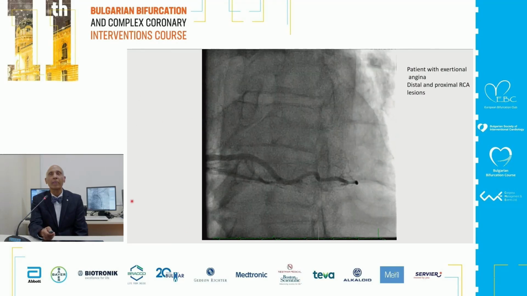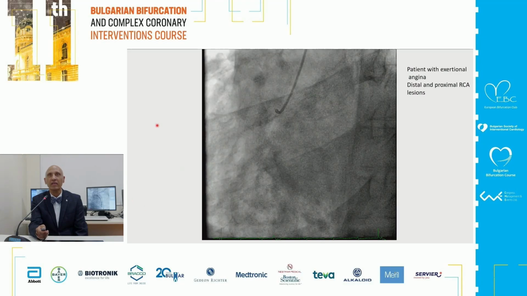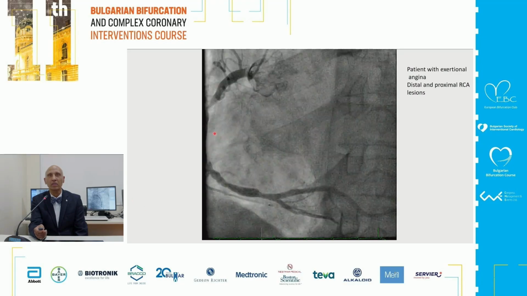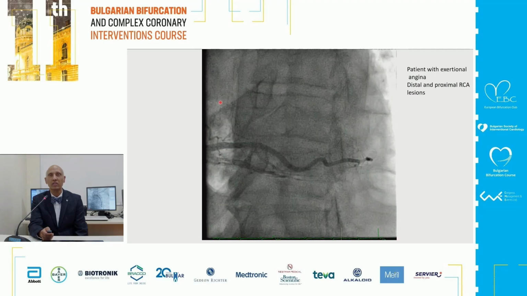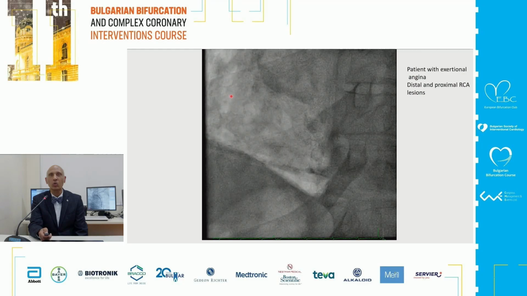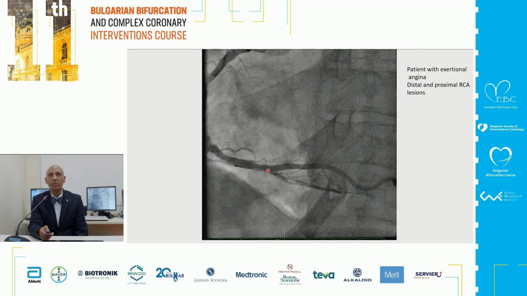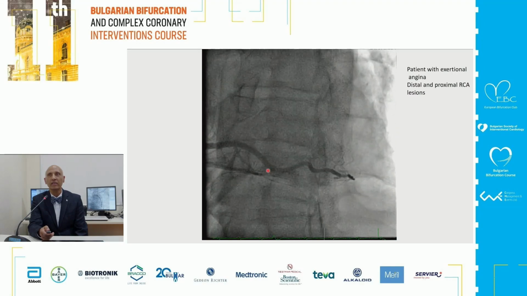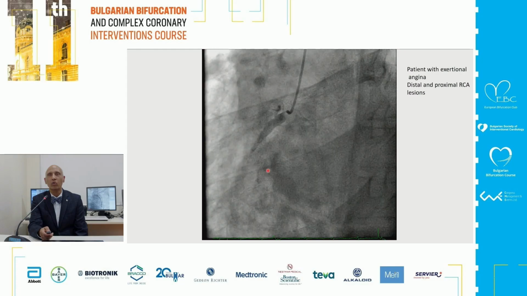We see that there are two lesions, as a matter of fact. One is more proximal, seems more severe, and probably responsible for this patient's exertional angina. There is also a lesion further distal, which is at least moderate, but most of us, when seeing these two lesions, are inclined to go ahead and stent both.